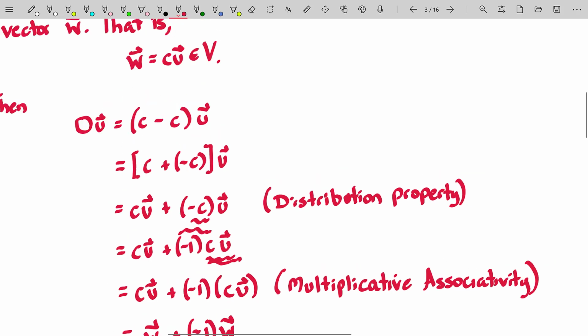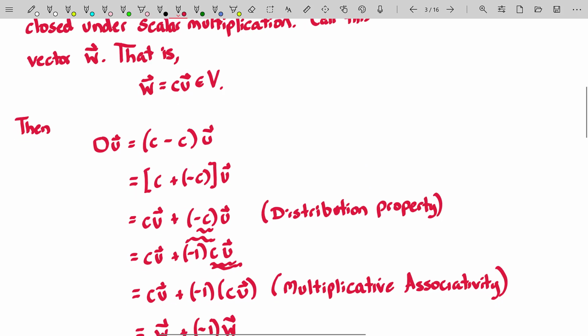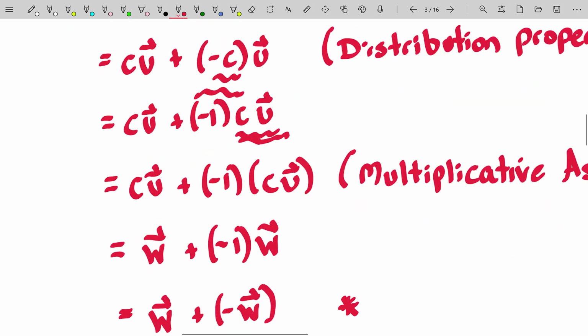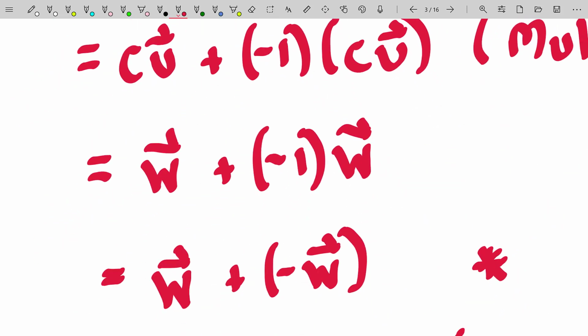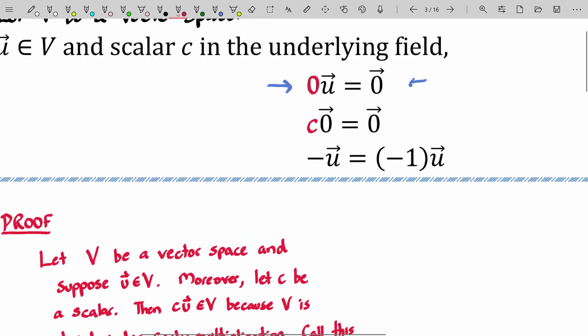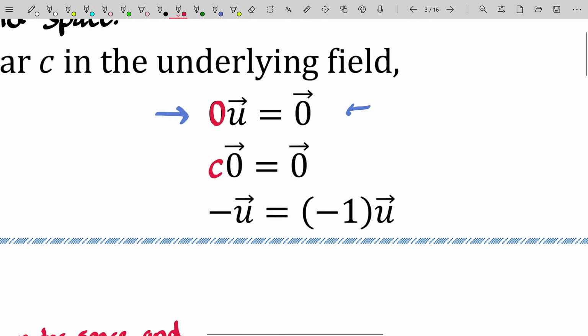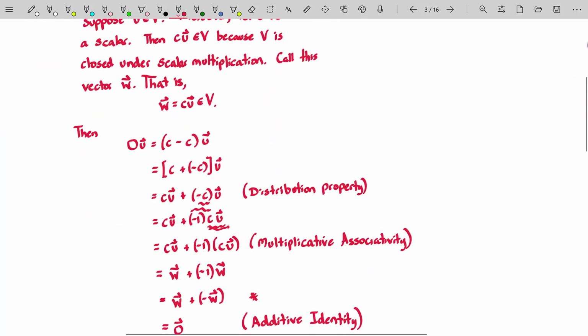We had made the statement earlier that whenever we see the scalar C times the vector U, we're going to call that the vector W. So this is just a replacement step. And then the next step, I write that as the vector W plus a negative times the vector W instead of a negative 1 times W. And I put an asterisk there because that's actually to be proven later on by you or maybe by your professor or something like that. I'm just, for right now, assuming that we've already proved that.